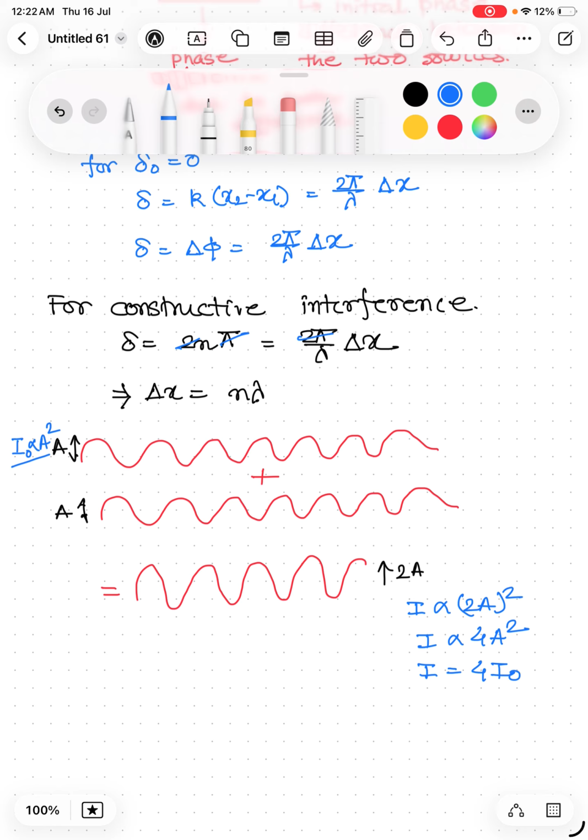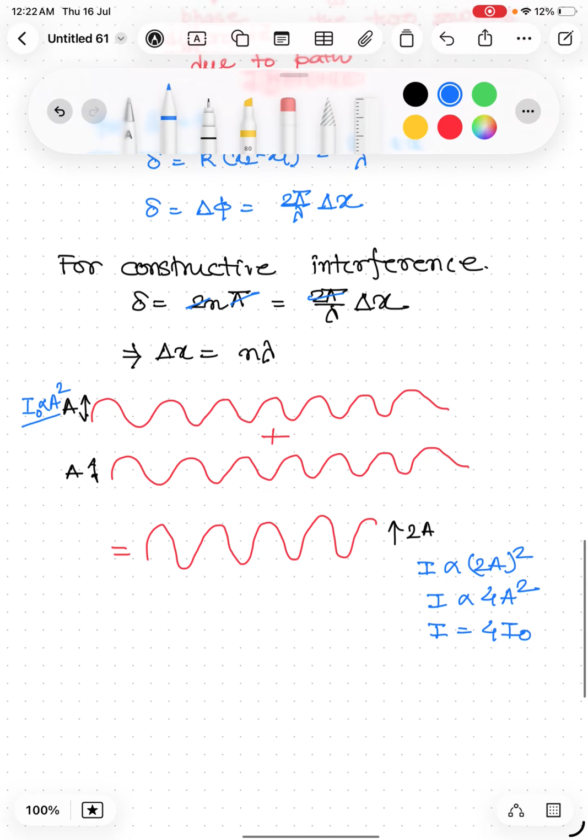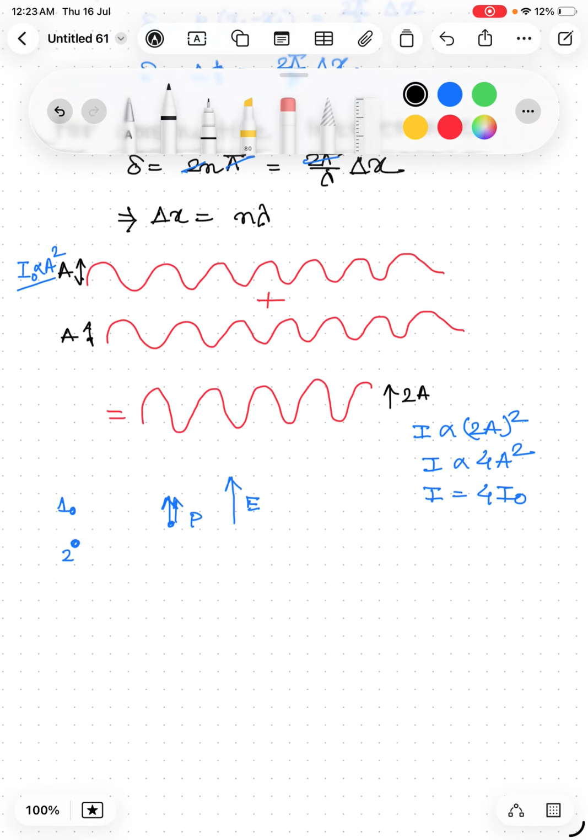So hopefully we understand the constructive interference, which is the contribution from two sources, light rays coming at a point P. From source 1, the electric field that we are getting is in the same direction as the one coming from source 2. So that's why we get a double electric field, and if I square that I will get 4 times, which is why I am going to get an intensity which is 4 times the individual intensity. Fine. Now let us do destructive interference.